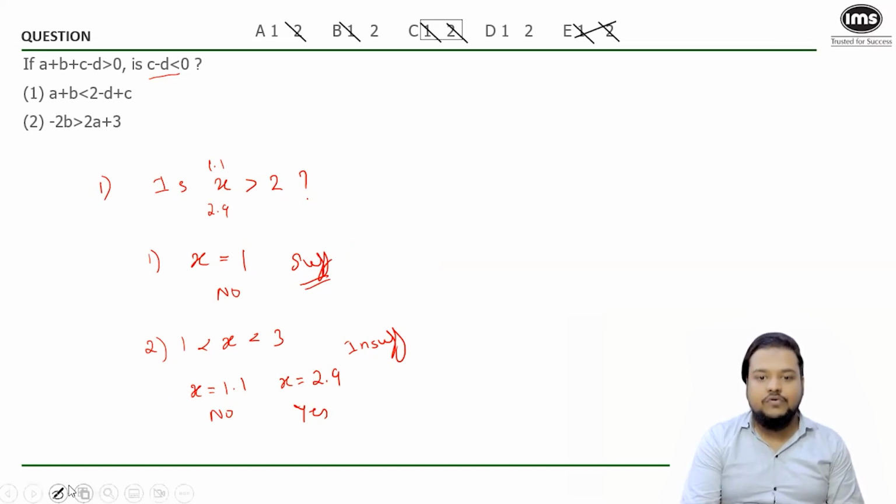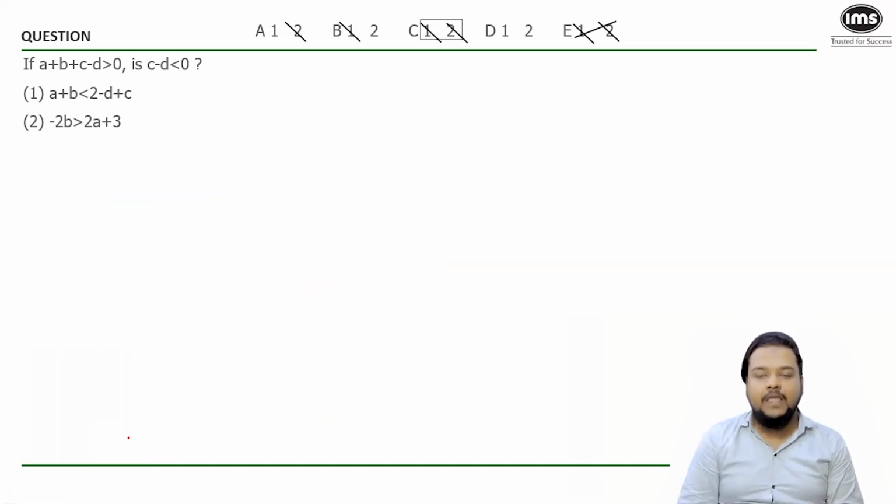Now let's move on to discuss this. They are saying if a plus b plus c minus d is greater than 0, is c minus d less than 0? Statement 1 is a plus b less than 2 minus d plus c. So you can say these are inequalities with many variables. Now let's discuss if we have two inequalities, for example, one inequality here and another inequality, this one.